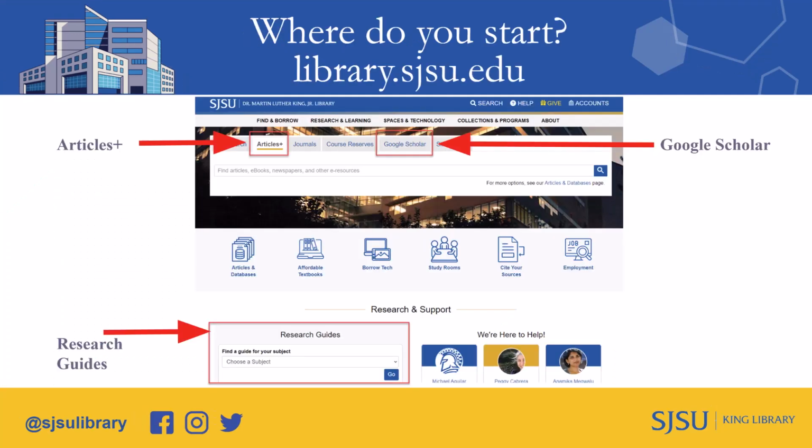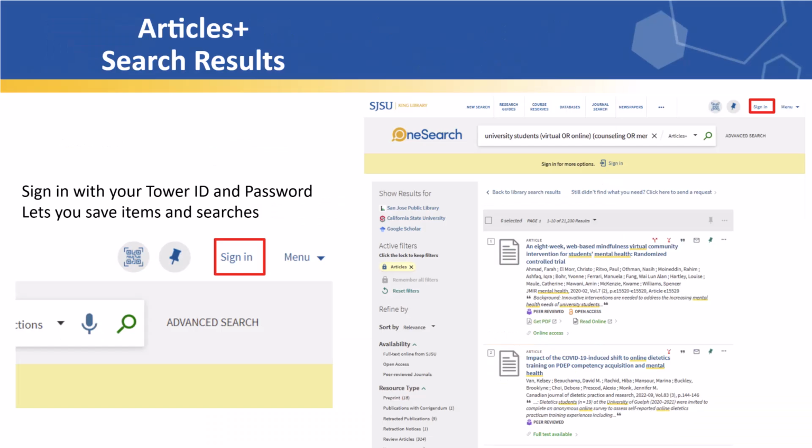When you start your library research, you're going to begin at the library's home site. That's library.sjsu.edu. The resources that we'll be talking about today are Articles Plus, Google Scholar, and research guides. Articles Plus is a feature of the library's catalog that focuses on scholarly materials, particularly articles. When you begin a search in Articles Plus, you will see a results screen like the one on the right.